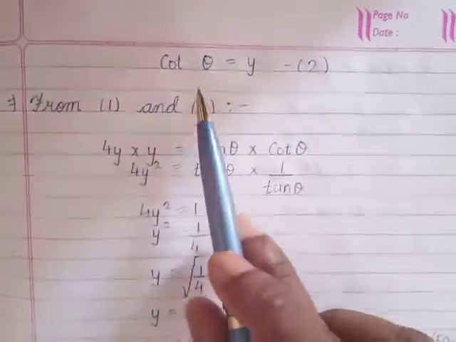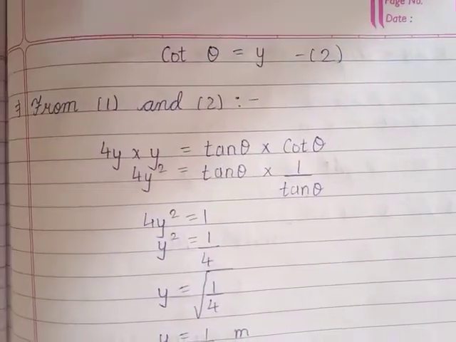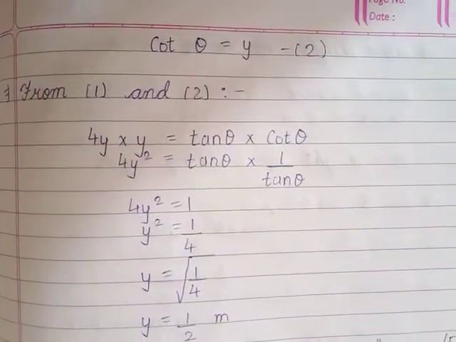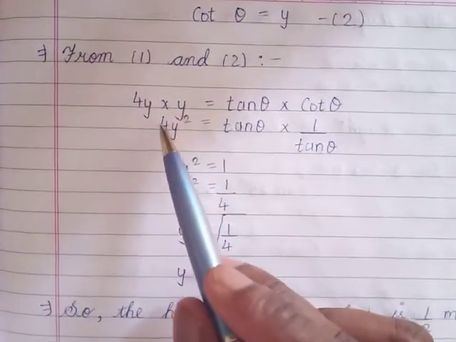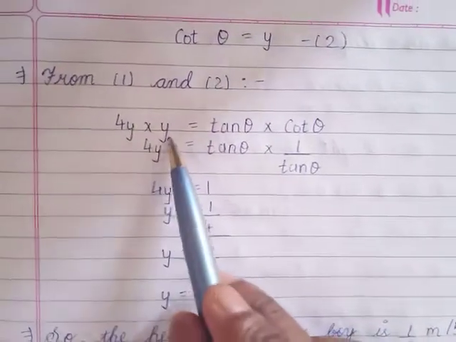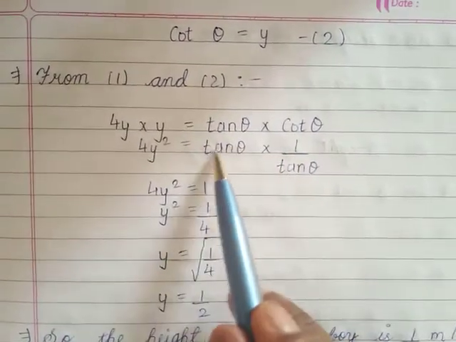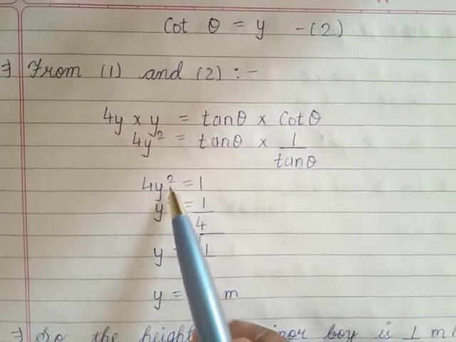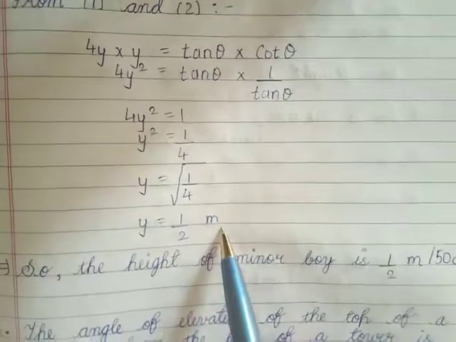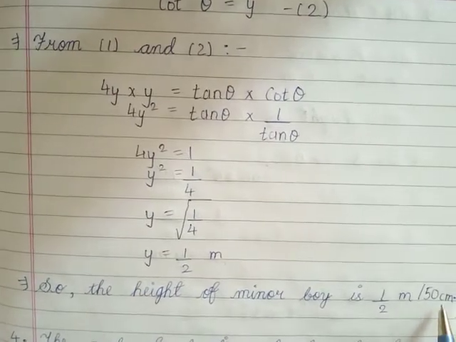From first and second, whenever there is a cot and tan, this can only be cancelled through multiplication. We have to understand that whenever we get tan and cot, we always have to multiply. So multiply first and second. Tan theta into cot theta is equal to 4y into y, which is 4y squared. Tan theta, cot theta is 1, so it will cancel out. So 4y squared is equal to 1. So y squared is 1 by 4, so y is equal to 1 by 2 meter. So the height of the minor boy is half meter, that is, 50 centimeter.